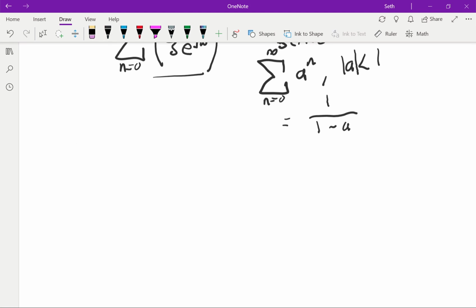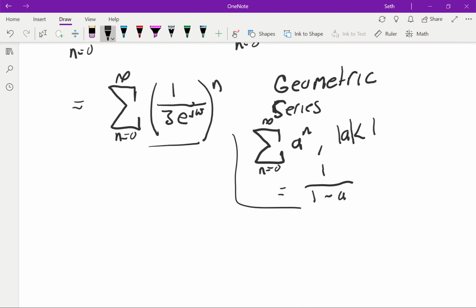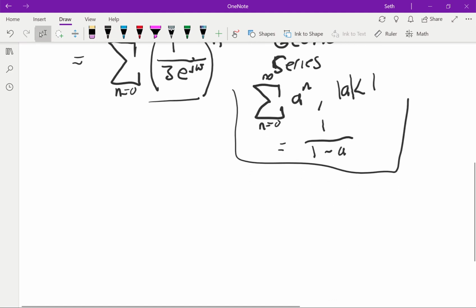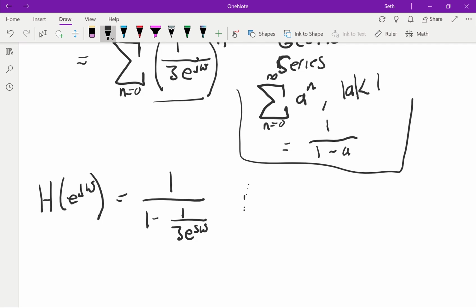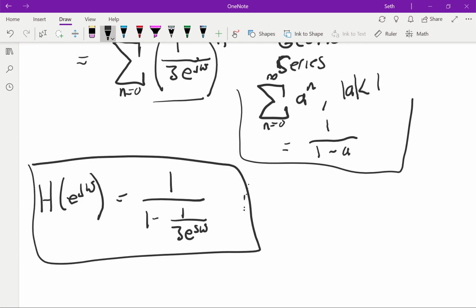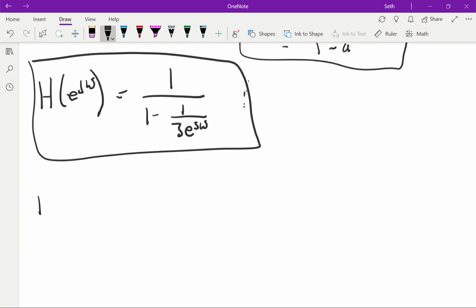So we have our condition here for the geometric series that we know, and we can just write this: H of e to the j omega equals 1 over 1 minus 1/3 e to the minus j omega. Okay, that's A.